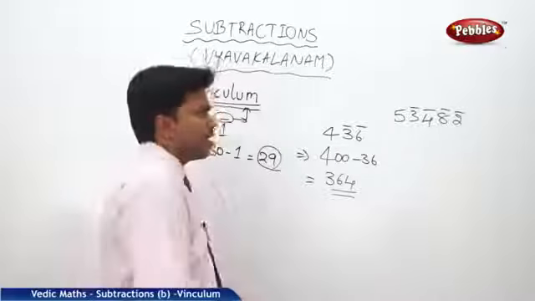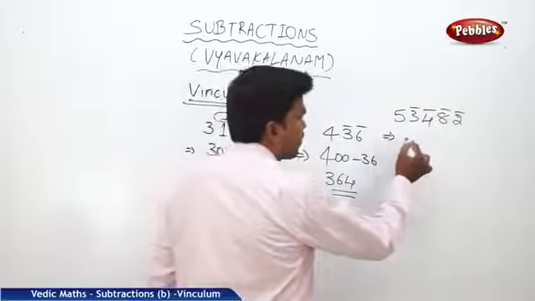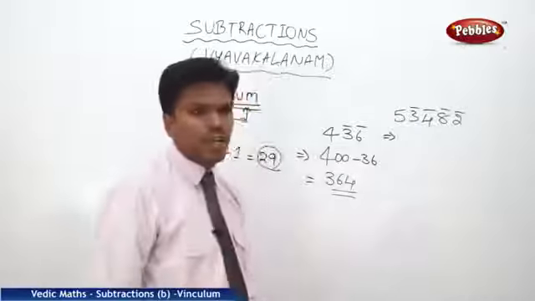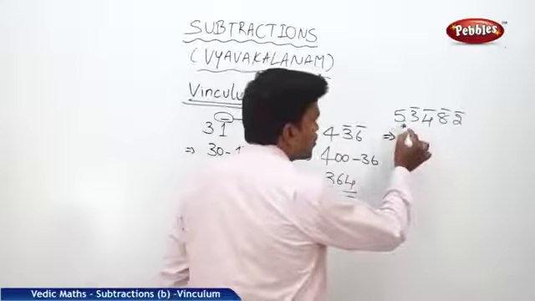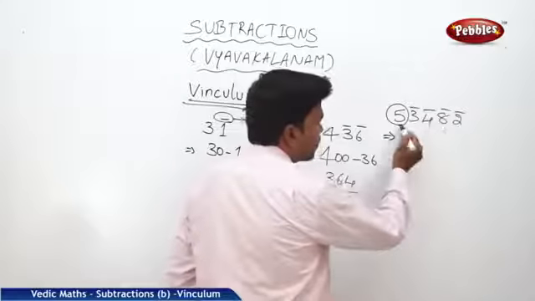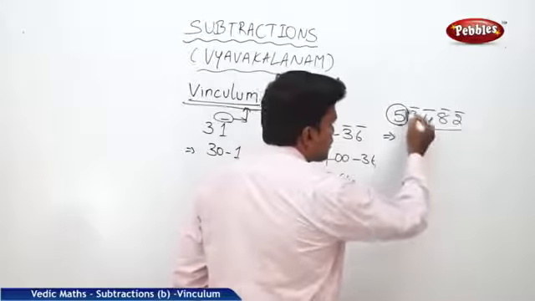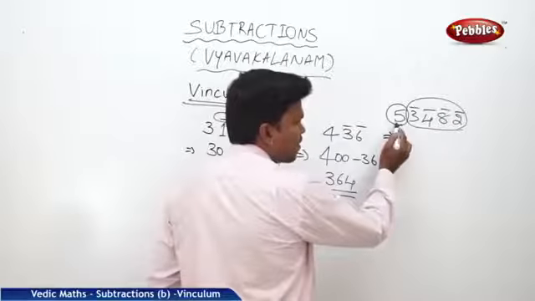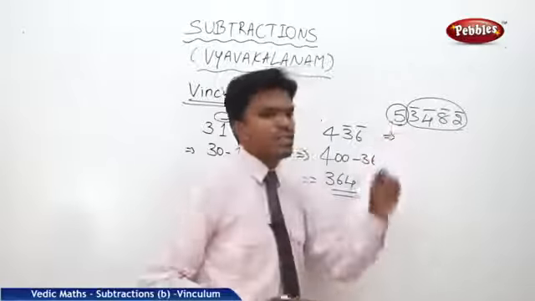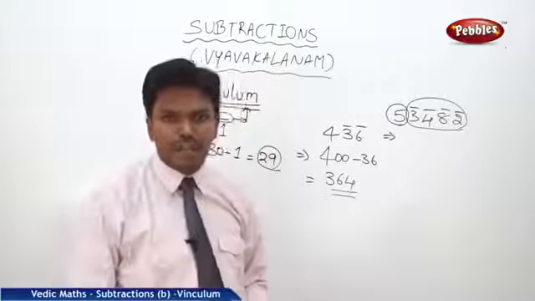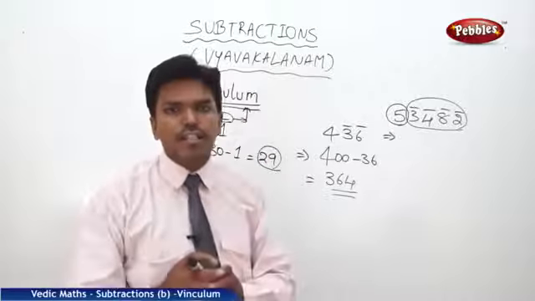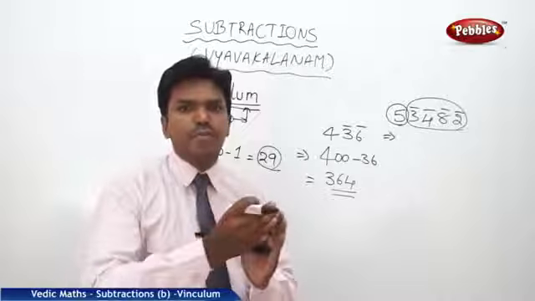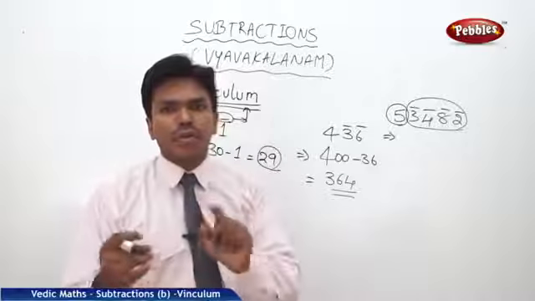See here, to convert the vinculum number into the normal number, you have to reduce the number before the bar number. That means the bar number is how much? 3482. This is the bar number. The number before it is 5. So you have to reduce this 5 by 1 every time. Whatever be the digit that is before the vinculum number, you have to reduce by 1.